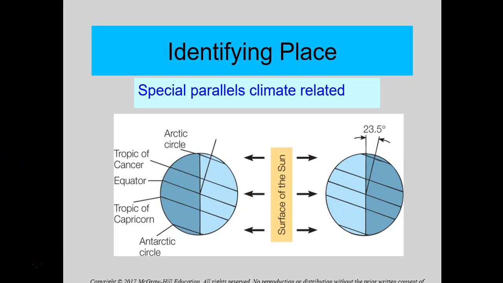As we move upward, you come to the next parallel, which is called the Tropic of Cancer. This parallel is at 23.5 degrees north, and then as you move further up, you reach the parallel which marks out the Arctic Circle. As you go down, the Tropic of Capricorn is at negative 23.5 degrees, or 23.5 degrees south. And then as you go further south, you come across the Antarctic Circle.